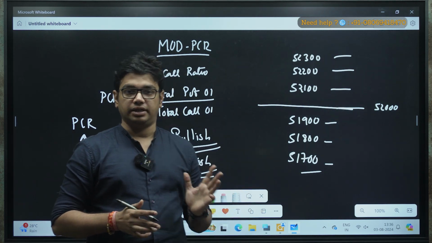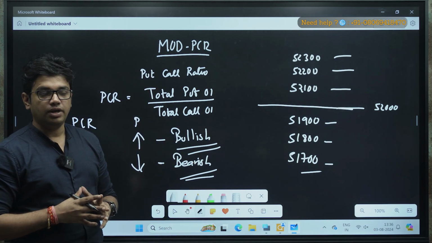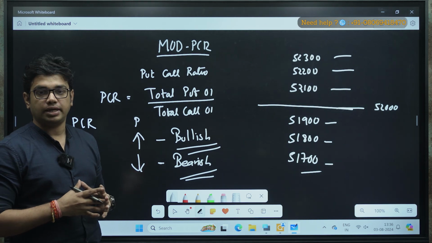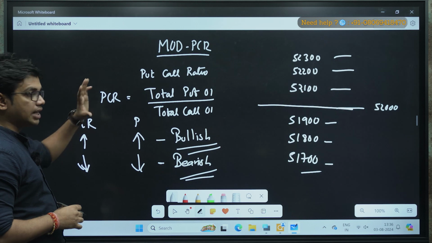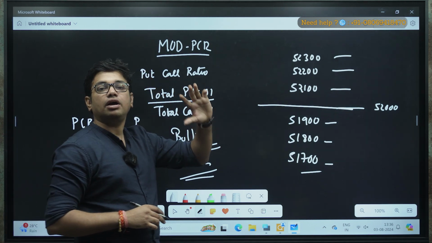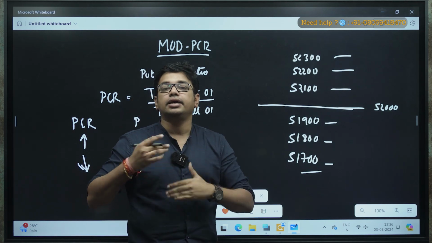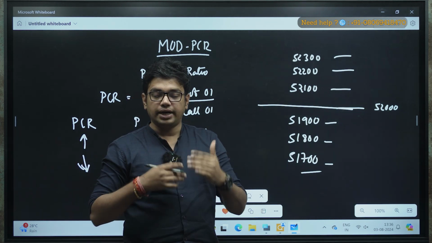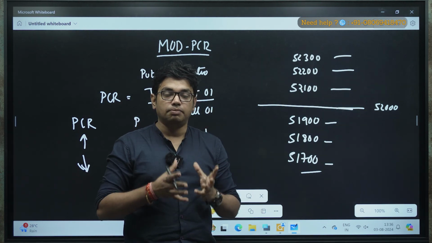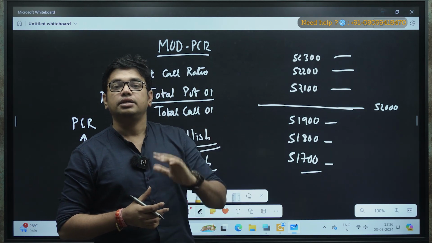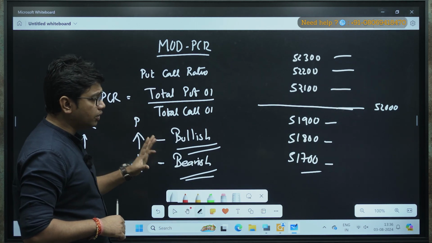They have a different perspective, but in general, I am just showing you exactly what PCR is made of and how PCR dictates the market terms. If PCR is increasing, let's say 1, 1.5 or 2, it's giving you data that put writers are increasing and call writers are decreasing. So the market sentiment is that the market might go up and there is a bullish sentiment. I'll show you how it is affected.